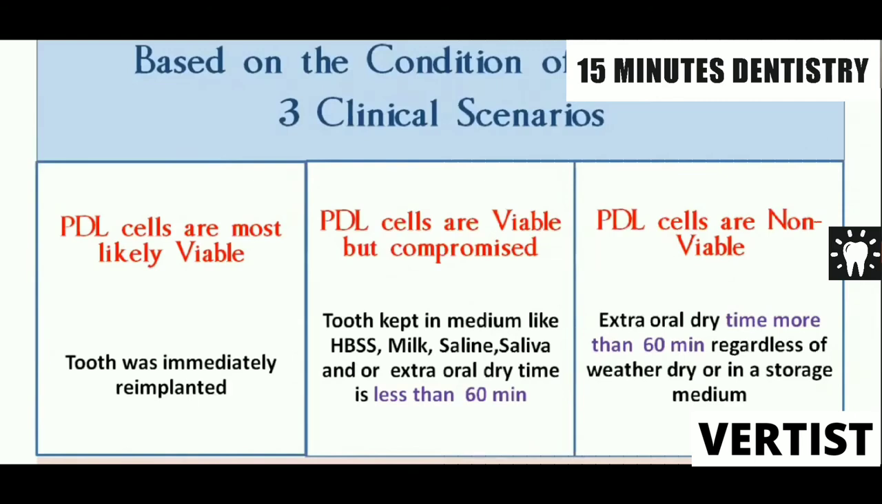So the third scenario which we have is that the periodontal cells are non-viable. This would happen only when the extraoral dry time has been more than 60 minutes, regardless of whether the tooth was kept dry or in a storage medium. This can also happen if the parents accidentally scraped off the root in trying to clean it. So asking in the history about how the root was handled and exactly how much time has elapsed since avulsion or since the trauma occurred is very important in deciding what the clinical scenario would be, because this is going to determine the outcome of avulsion.